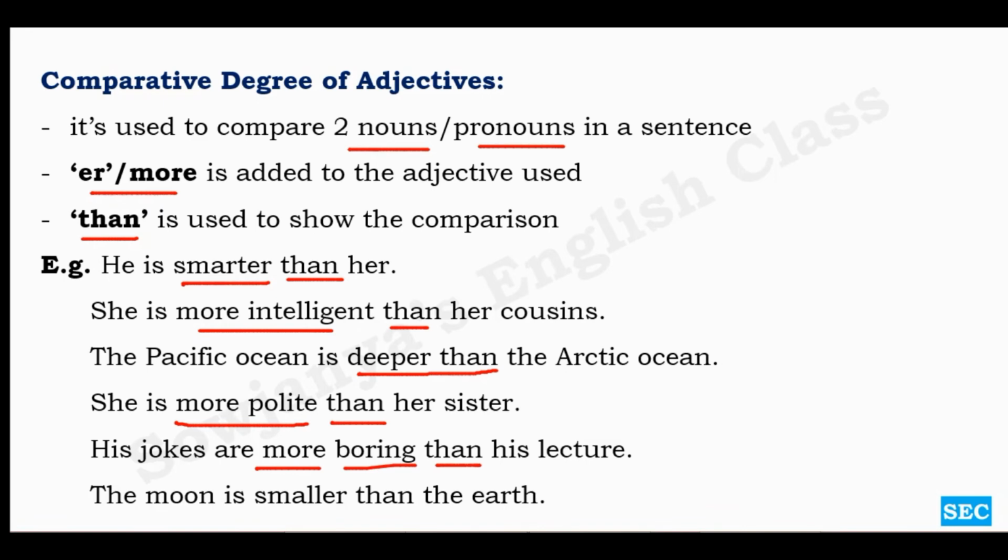What are the two elements here? His jokes and his lecture. The comparison is between both of these. The moon is smaller than the earth. Smaller than. Okay, the size of the moon is being compared to that of the earth. So this is about the comparative degree of adjectives.